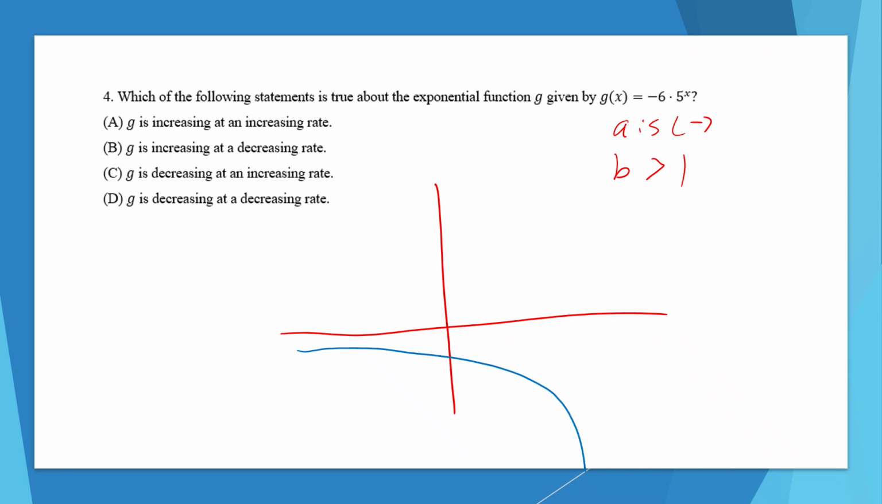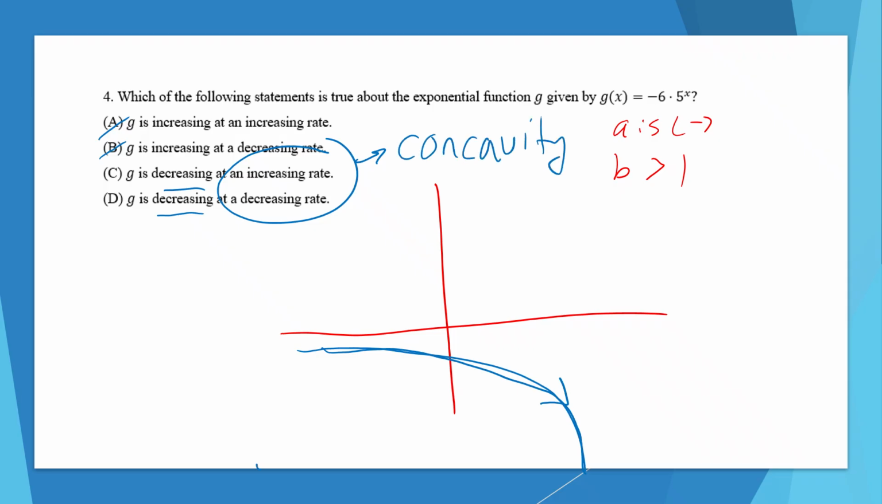And so looking at that blue line, what can we say? Well, obviously it decreases, because it goes down. So it is going to be decreasing, so we can eliminate A and B. And then what is happening to the rate of change? Is it decreasing at an increasing rate or decreasing at a decreasing rate? This part right here talks about concavity. And so this part of the graph is obviously concave down, so it's going to be a decreasing rate, so D should be our correct answer there.